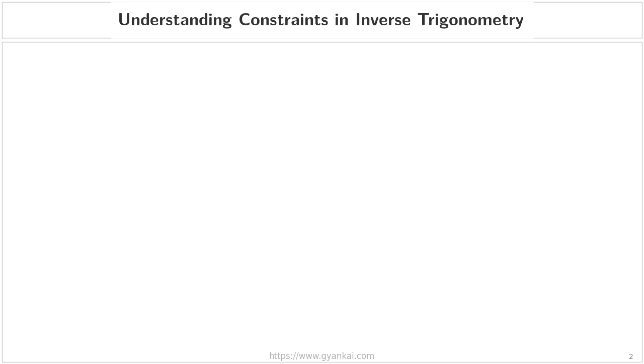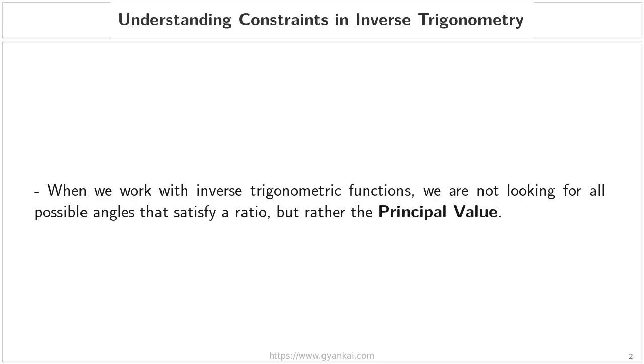Understanding constraints in inverse trigonometry. Now that we have established why we need to restrict the domains of trigonometric functions to make them bijective, let's look at what this means when we actually solve problems. First, it is important to understand that when we work with inverse trigonometric functions, we are not searching for every possible angle that could satisfy a given ratio. Because trigonometric functions are periodic, there are infinitely many angles that could give the same value. But for the inverse to be a true function, it must provide only one unique output. This unique output is what we call the principal value.